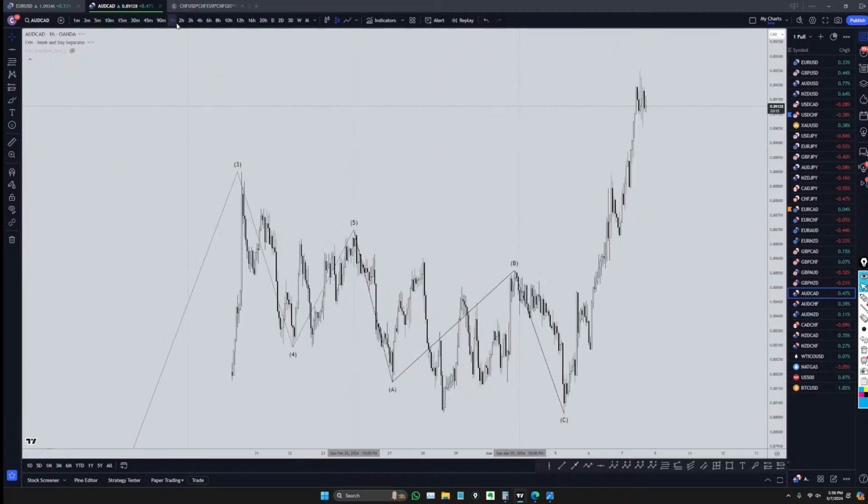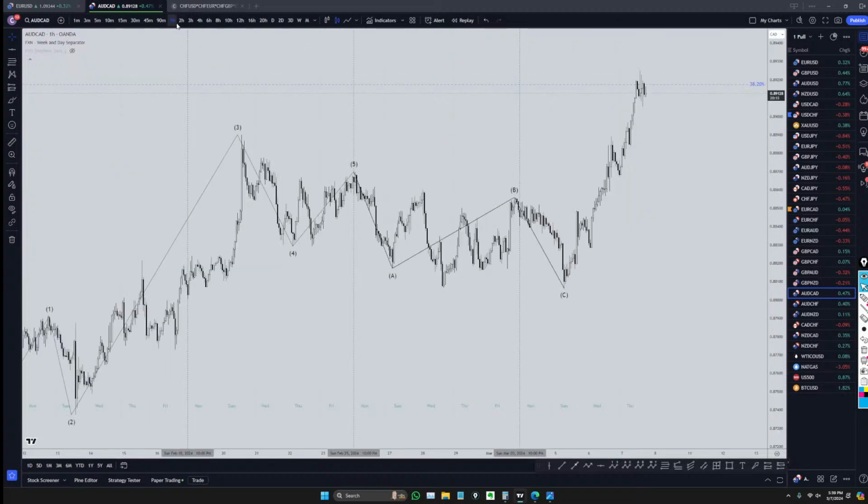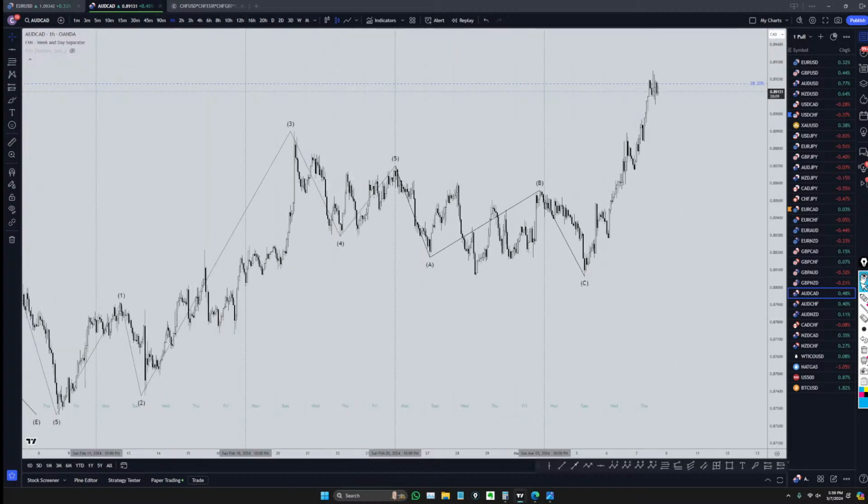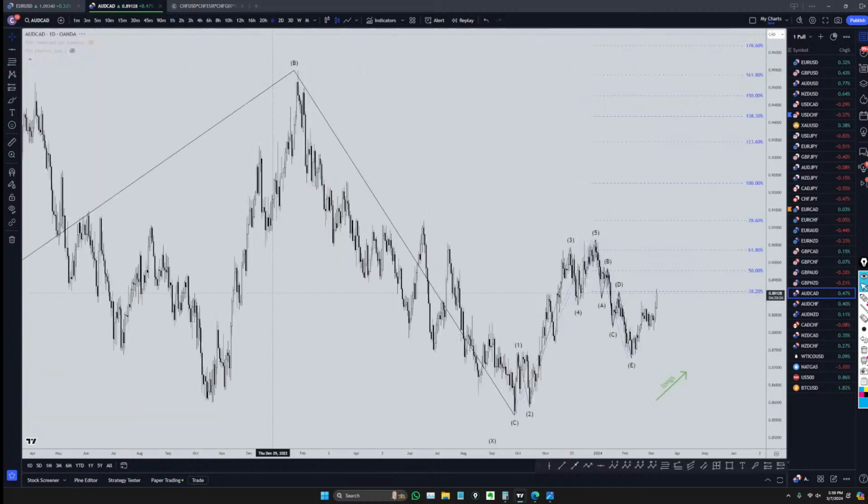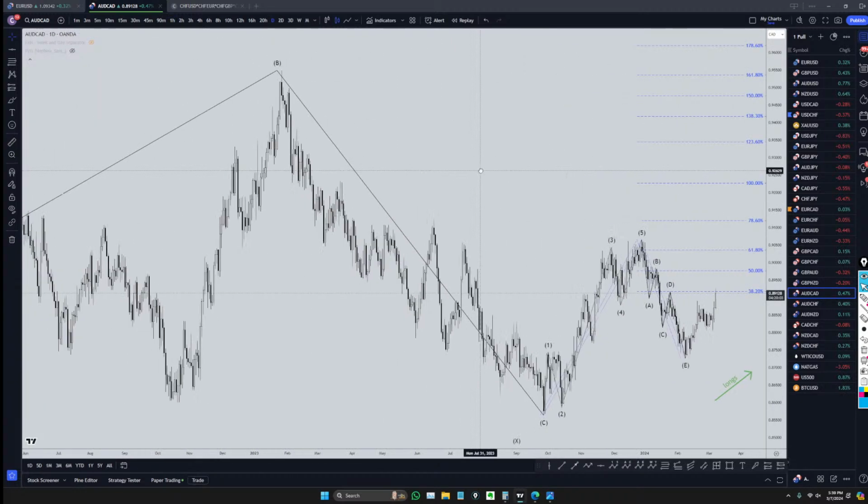It's not a signal service. I do give my stop loss. I do give my entry orders, but it's not a signal service. The point of the group is to teach you to trade, not to just give you all the trades.